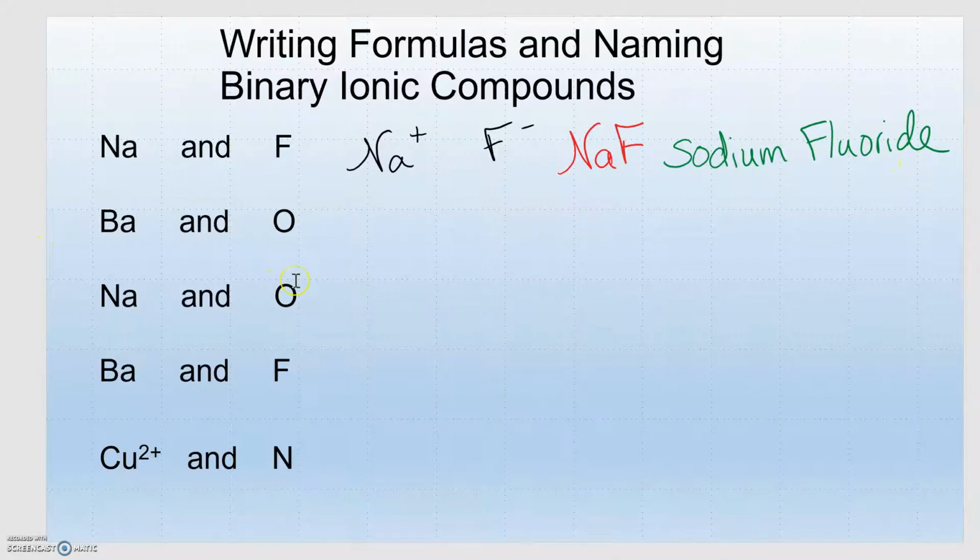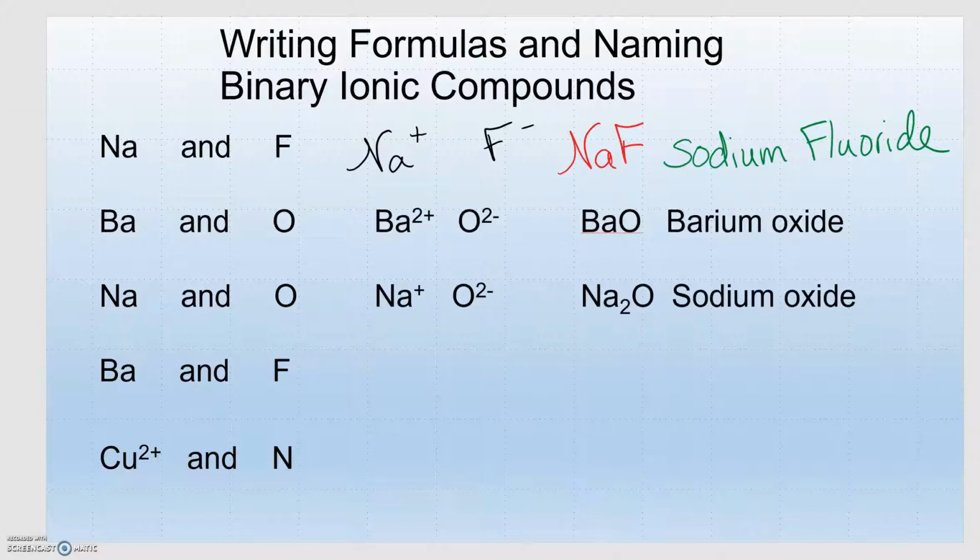The next two examples have oxygen, two different things combining with oxygen. Oxygen creates a -2 charge, and barium is +2, and sodium is just +1. So when we combine the barium oxide, it's +2 and -2, so just a 1-to-1 ratio makes it neutral. Barium is the metal, we just say its name, and the non-metal, we change the ending to IDE: barium oxide.